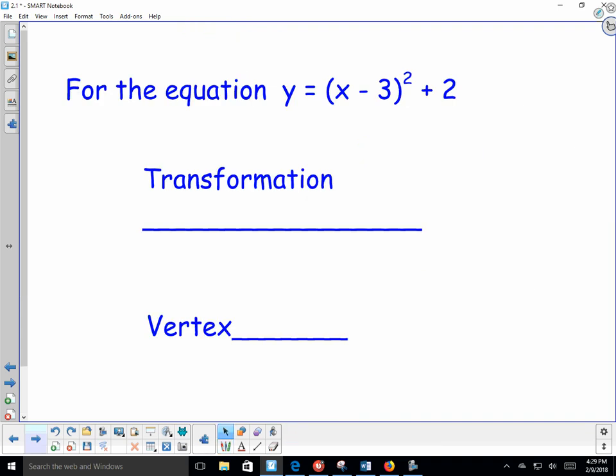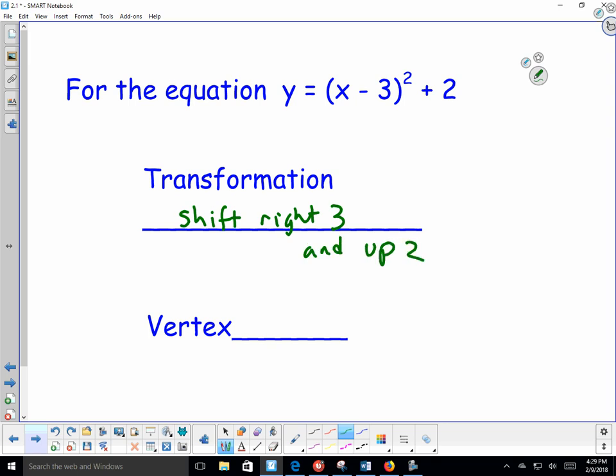Okay, so for the equation y equals (x minus 3) squared plus 2, what transformations are going on? Well, I hope that you see that the transformation would be that you're going to shift right 3 and up 2. So 2 transformations going on.